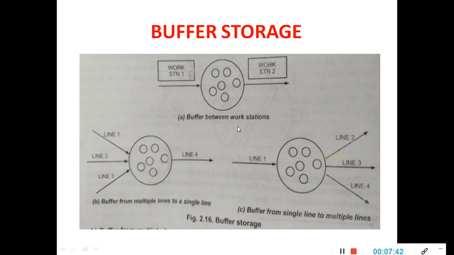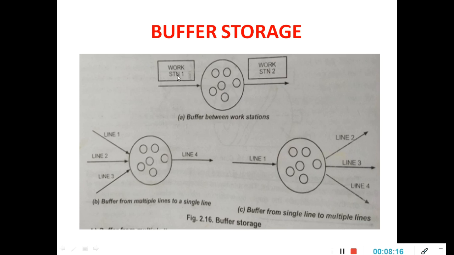Now coming to the buffer storage. See, there are 3 types of buffer storages used in the automated manufacturing system. First, buffer between workstations. See here, this is workstation number 1, this is workstation number 2, and in between we are providing the buffer storage. What I told about the buffer storage is that it is a temporary storage. So work parts which are produced in workstation number 1 are going to be stored in the buffer storage, and those parts are going to be transferred to workstation number 2.